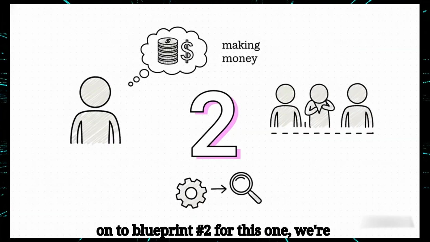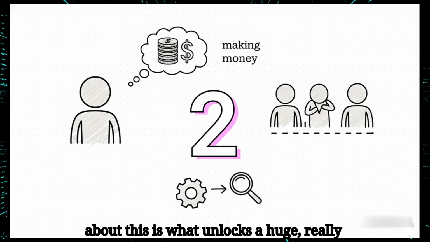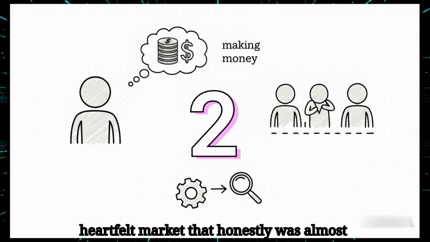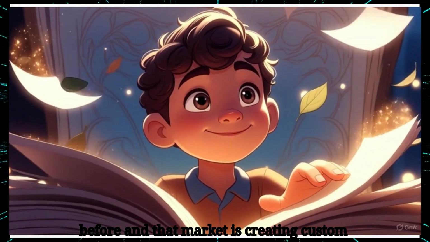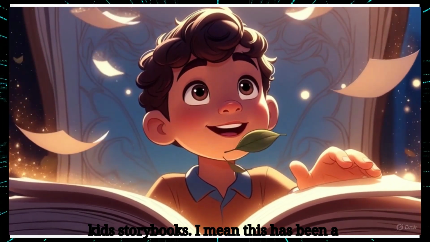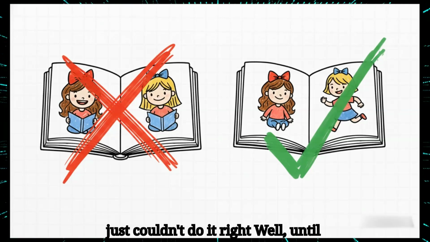Okay, on to blueprint number 2. For this one, we're going to lean heavily on that incredible character consistency feature we talked about. This is what unlocks a huge, really heartfelt market that honestly was almost impossible for AI creators to get into before. And that market is creating custom kids' storybooks. I mean, this has been a dream for so many people, but the tech just couldn't do it right.